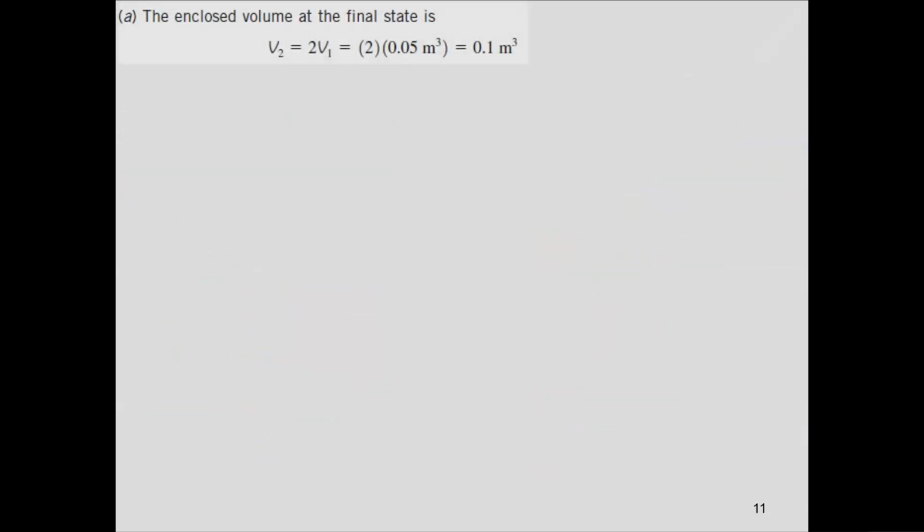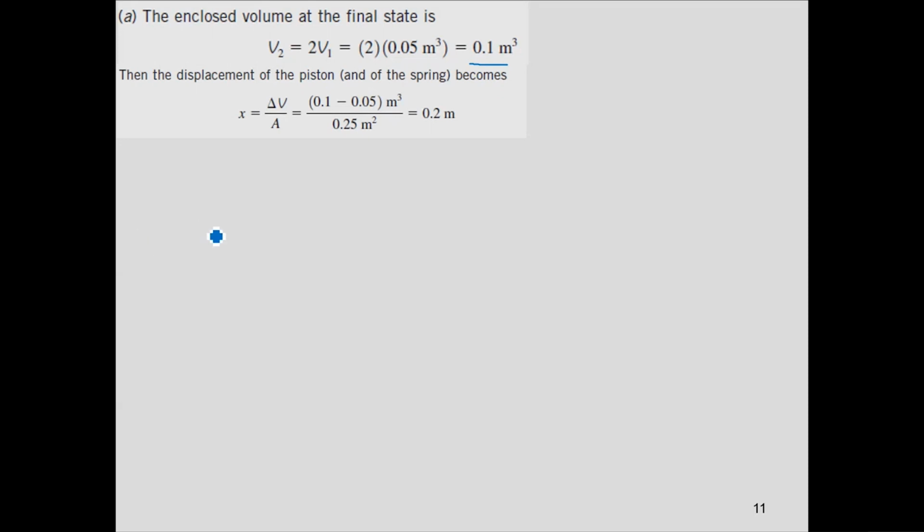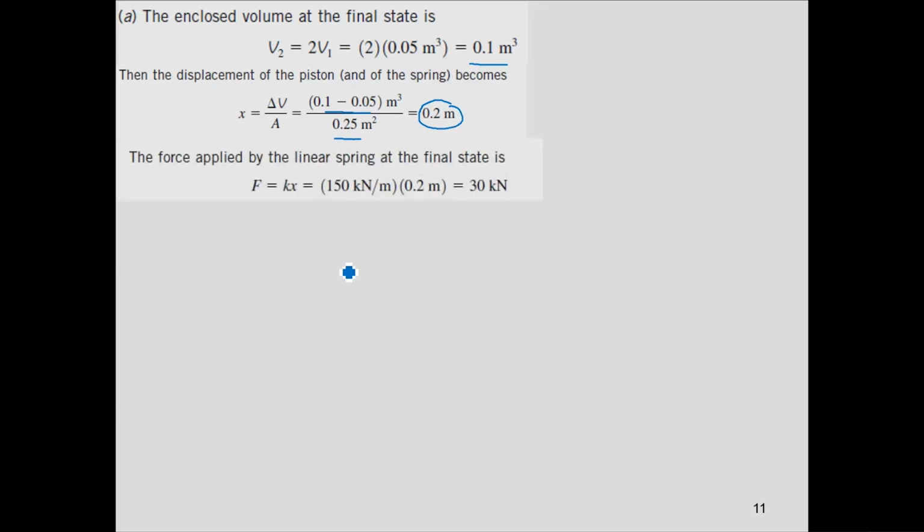So this is the volume which has essentially doubled, 0.1 meter cube. If the volume has doubled, your x, or the displacement of piston, which is basically that of the spring also, would essentially be the change in volume, which is 0.05, divided by the cross sectional area, which is 0.2 meters. Now, if I know the length for which the piston or the spring has moved, I can essentially multiply the spring constant with the length through which the spring has moved to find out the force that is acting on the piston head due to the linear spring.